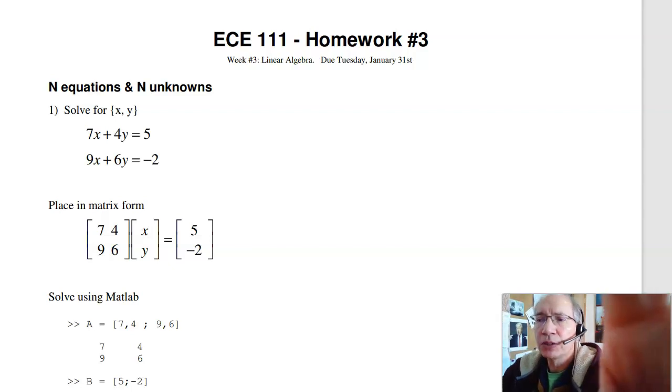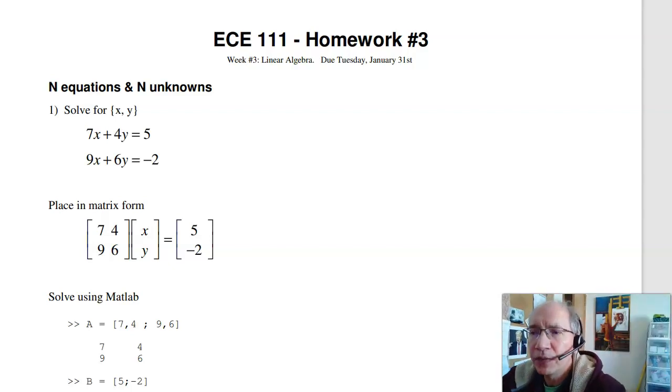Here are solutions to homework set number 3 for ECE 111. The first problem is solving n equations and unknowns. Now MATLAB is a matrix language. With matrices, it's really easy solving n equations and unknowns.